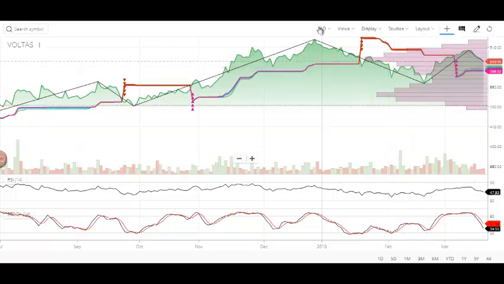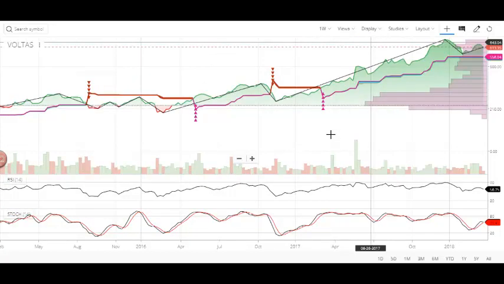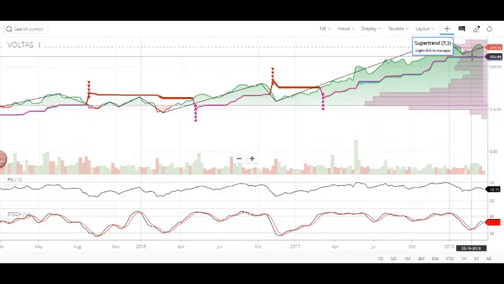But in the long term, if you are looking for the long term, we are taking them to the weekly chart, and there we are clearly seeing that the trend is moving in an upward direction.